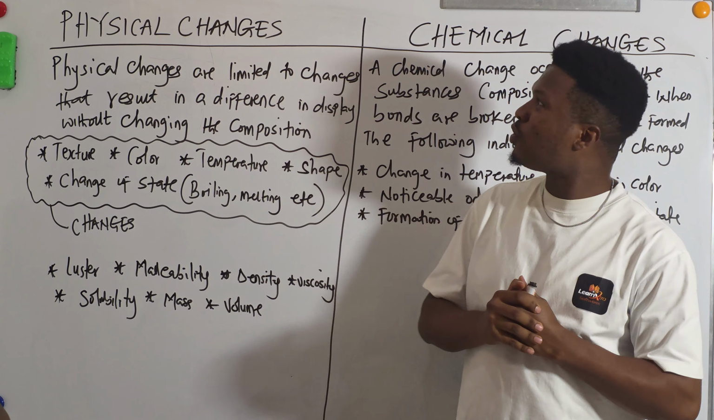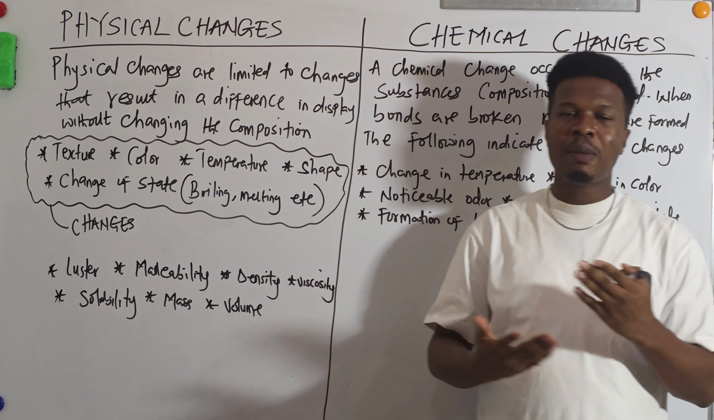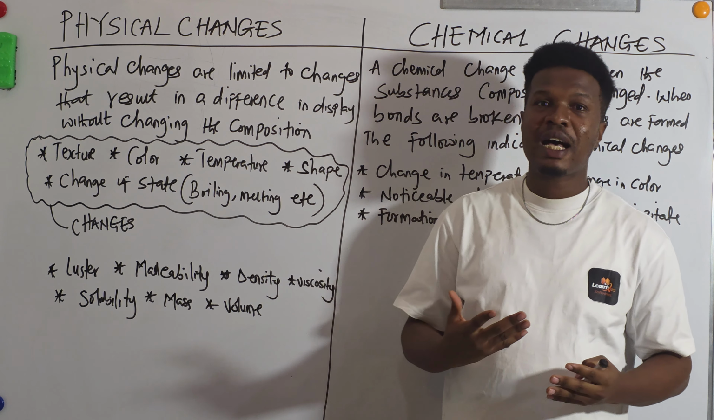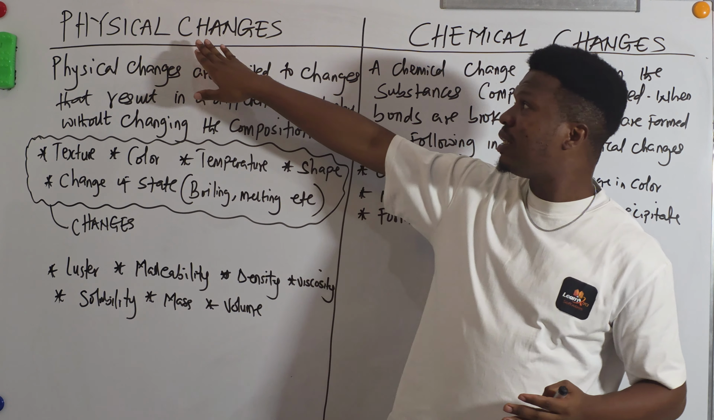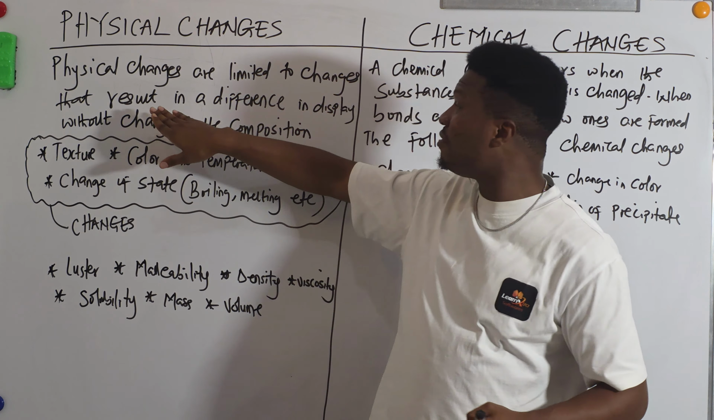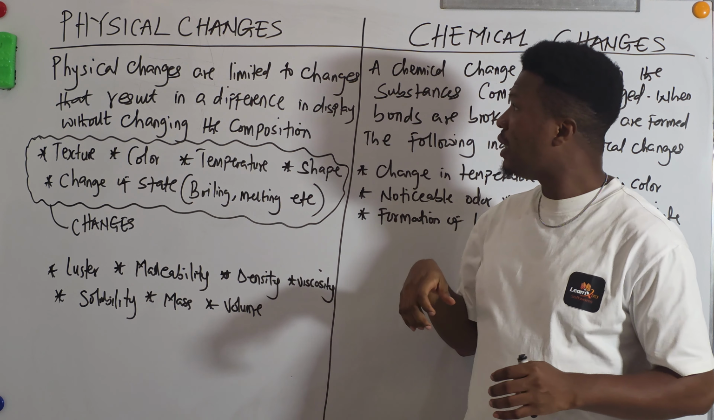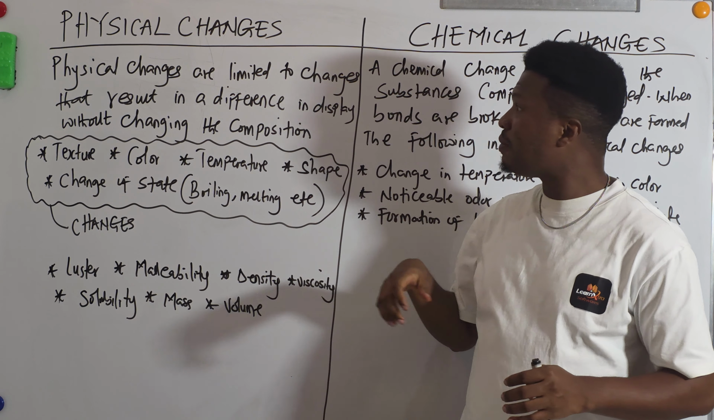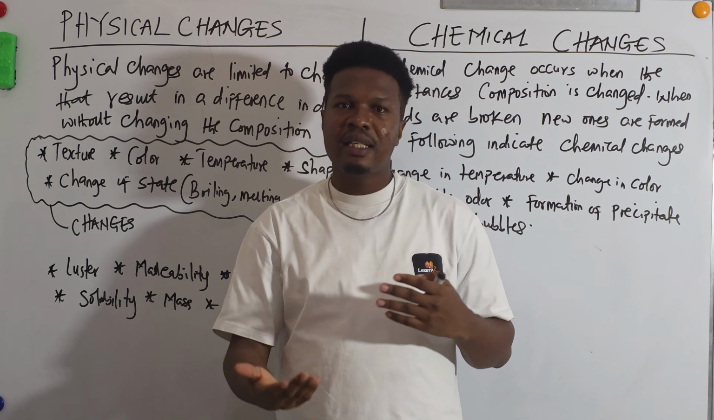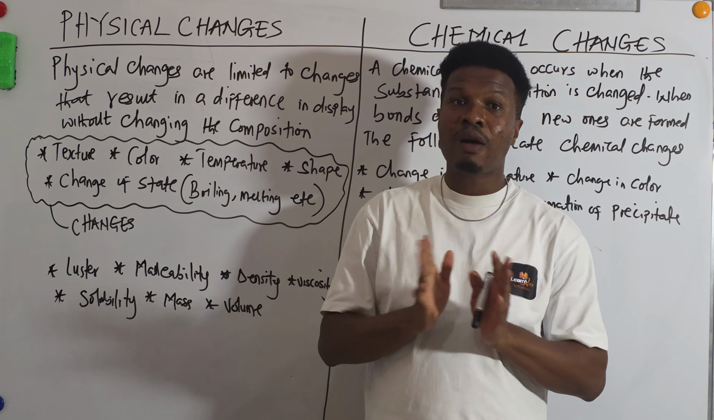So let's look at the physical and chemical changes, okay? When we talk about physical changes and chemical changes, for physical changes, we're talking about changes that result in a difference in display without changing the composition. Display means their physical characteristics, like their color change, their density. So these are all called physical changes.